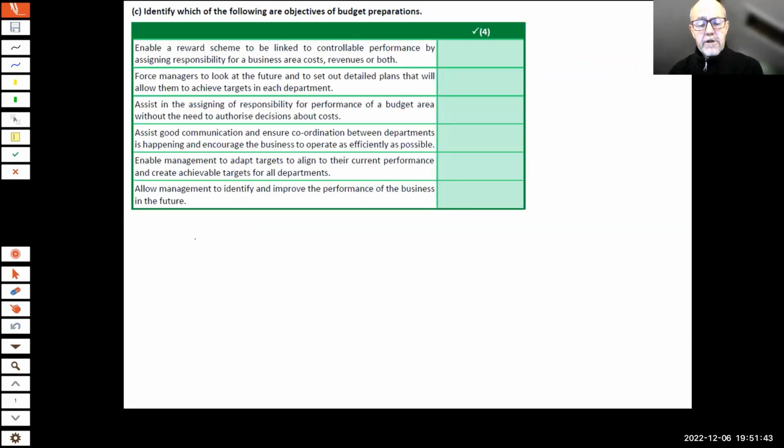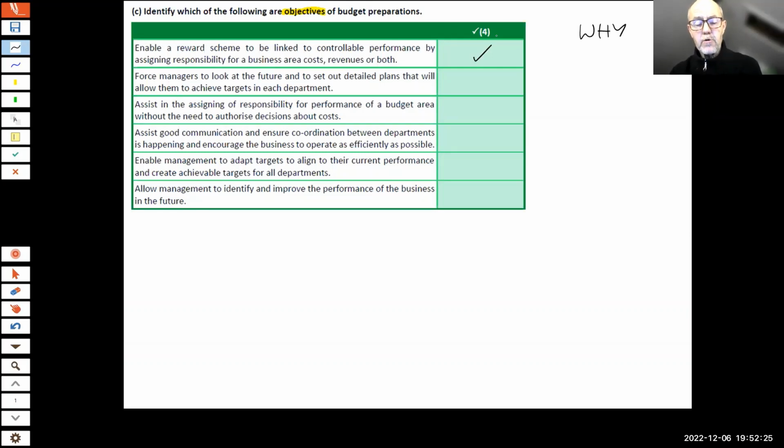I think this is our last question. Which of the following are objectives? So we're looking for things that are why we produce a budget. Which ones are yeses and which ones are no? Is it to enable a reward scheme to be linked to controllable performance by assigning responsibility for business area costs, revenues, or both? Well, it certainly is. The key word is controllable there. If it just said performance, we might have to be a little bit careful.